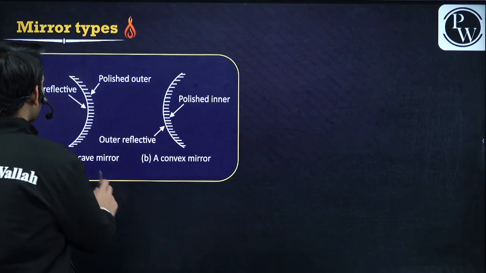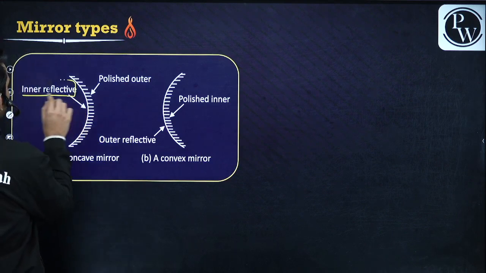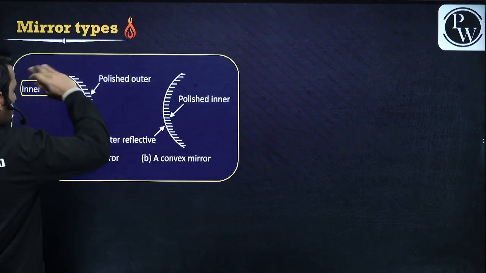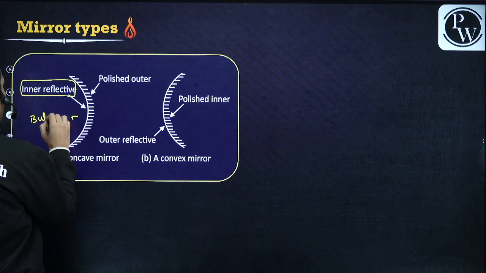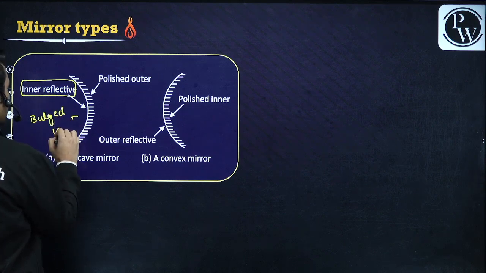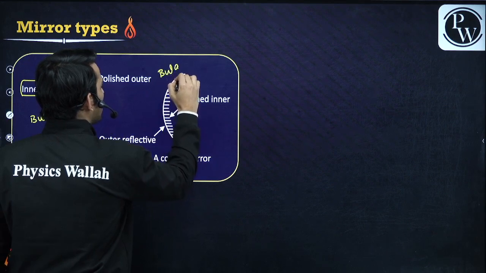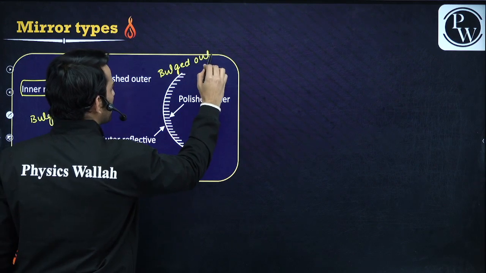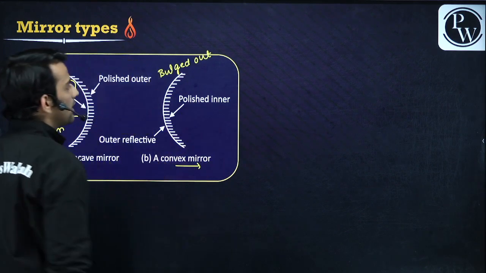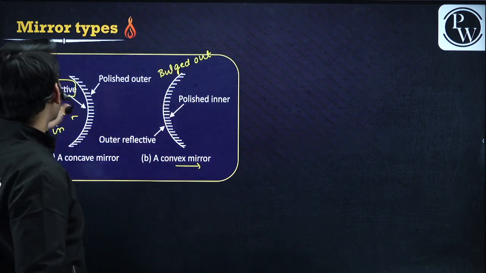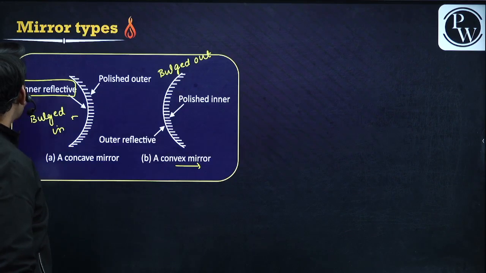So what are the different types of mirror? I had told you, first we have the concave mirror. The inner surface is reflecting. It is bulged in. Can you see? The reflecting surface is bulged in. And the outer surface is reflecting; this is called bulged out, the convex mirror. Clear, guys? Inner surface is polished.